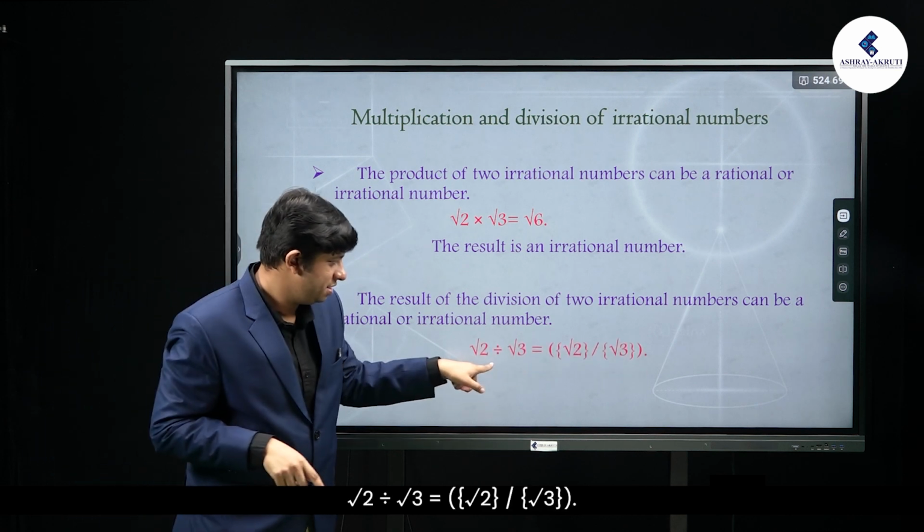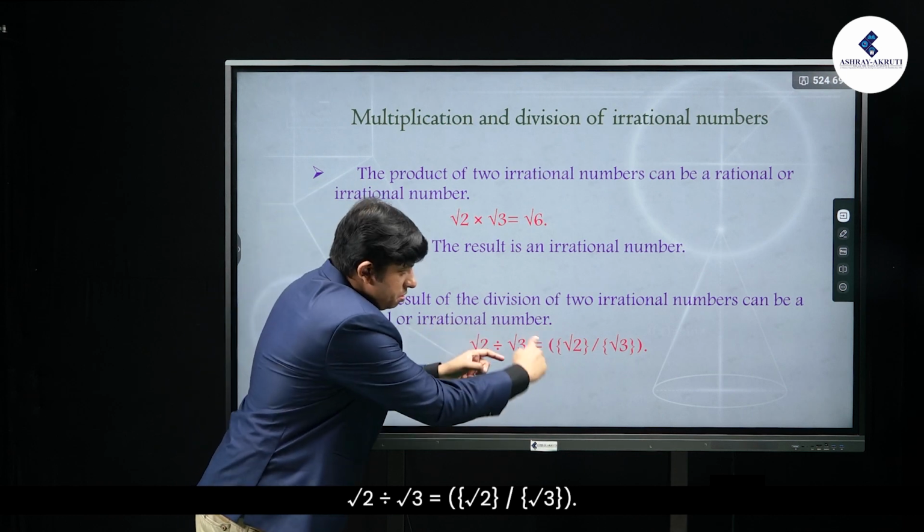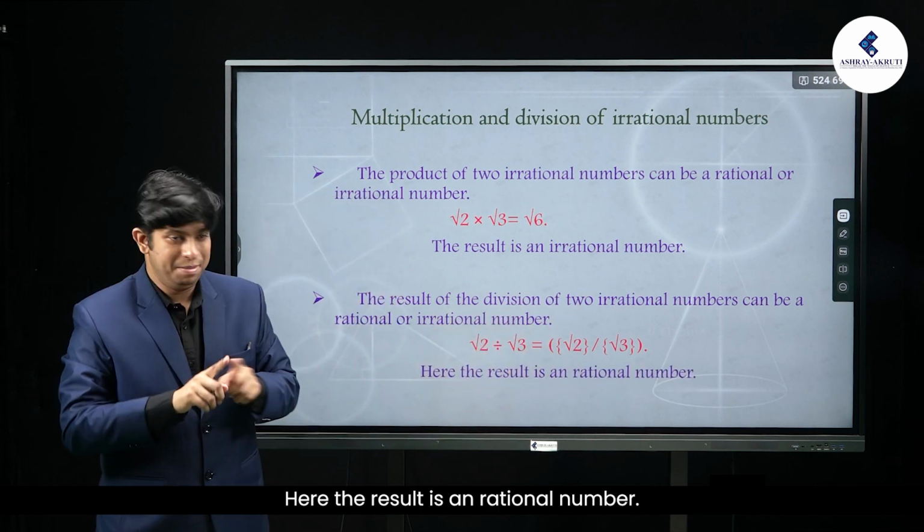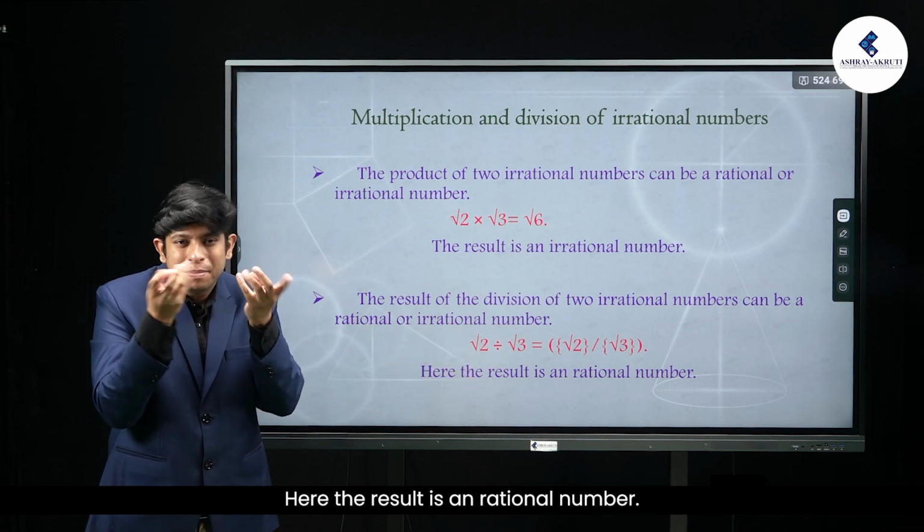Root 2 divided by root 3 is equal to root 2 by root 3. Here the result is an irrational number.